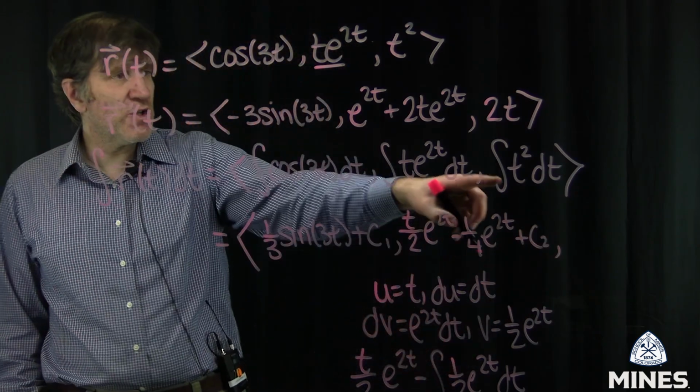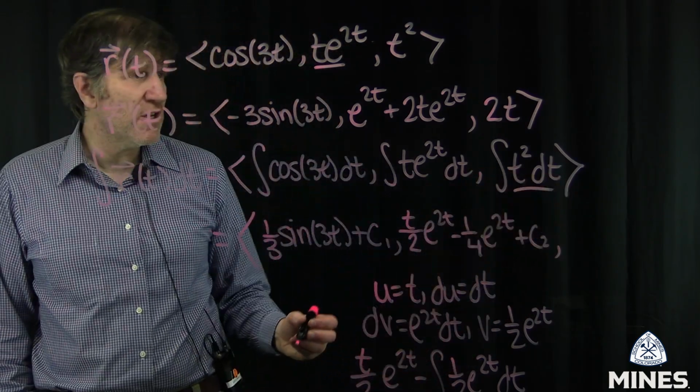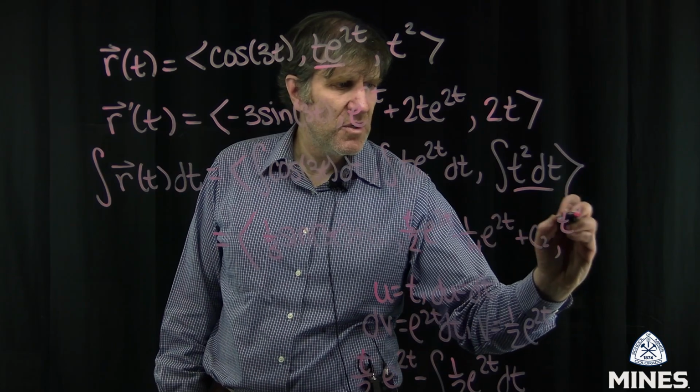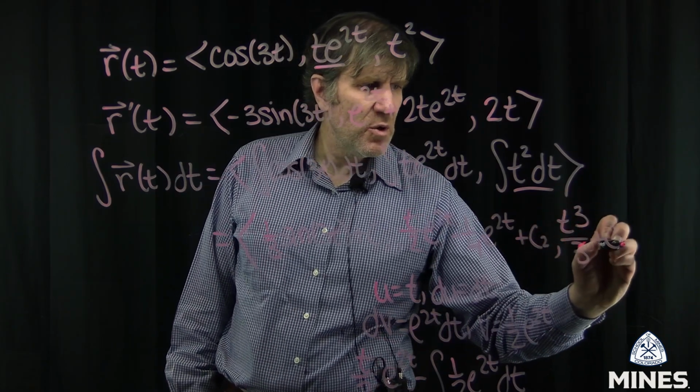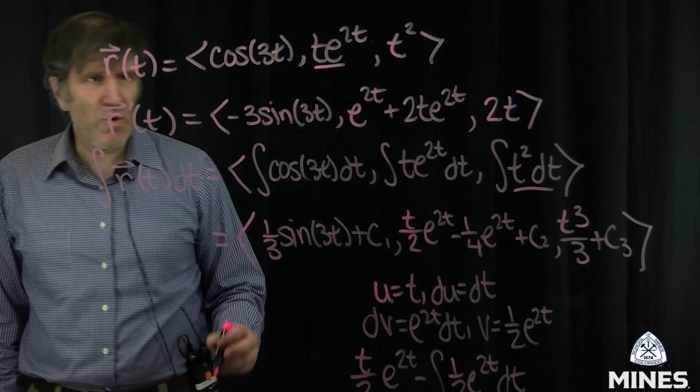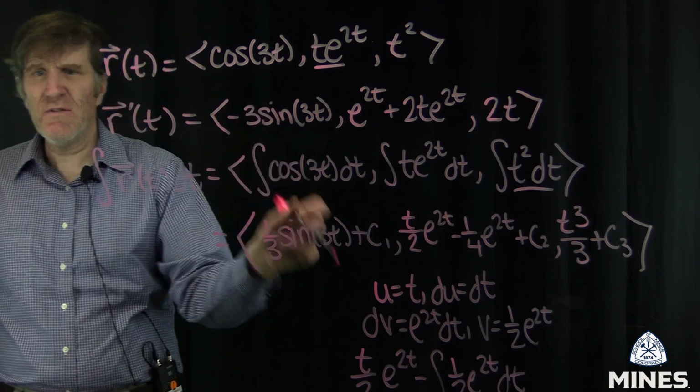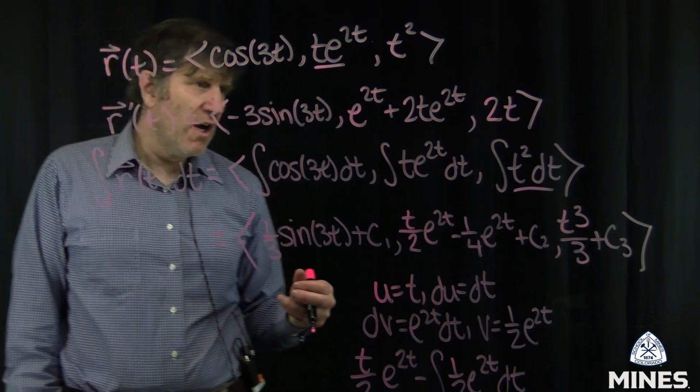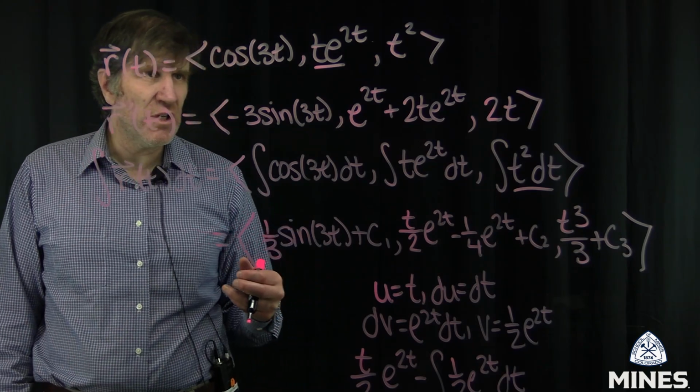And then the third integral, the integral of this z component, the integral of t squared is t cubed over 3 plus a third constant. So we've taken both the derivative and the integral of a vector valued function.